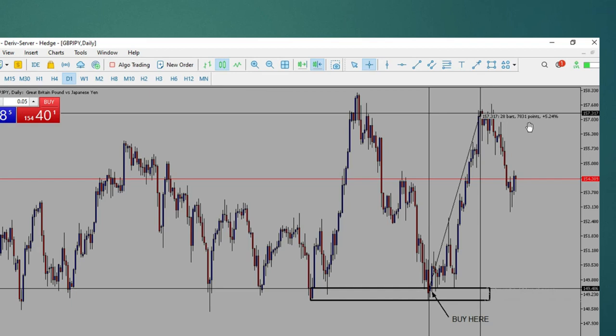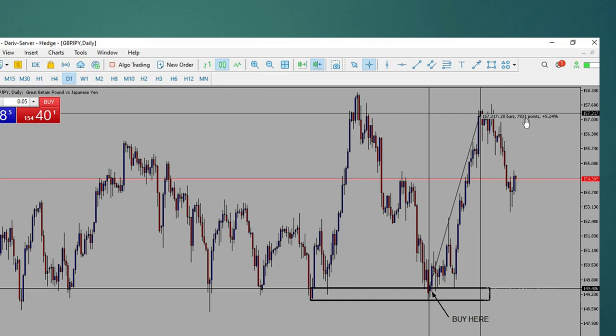This is a JPY pair, GBP JPY, and you can see it's quoted up to 3 decimal places, 1, 2, 3, and we said the last or the third decimal place is going to be a point, right? So if you look at it, the difference between that price and that price is going to give you 7,831 points.